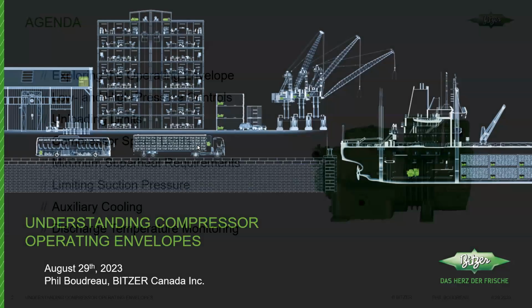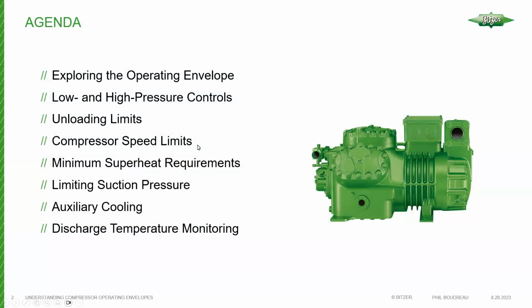So moving into the presentation, on the agenda, we have exploring the envelope. This covers the various sections of the envelope and what they mean, what the various limits represent, and what happens if we cross those limits. Then low and high pressure controls, basically one means of keeping compressors inside envelopes. Unloading limits for compressors. We'll also talk about the various speed limits of reciprocating compressors.